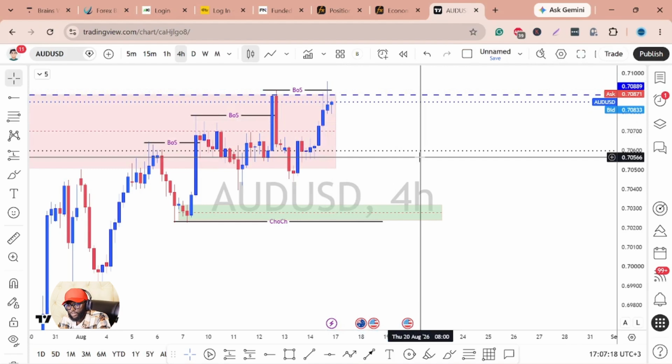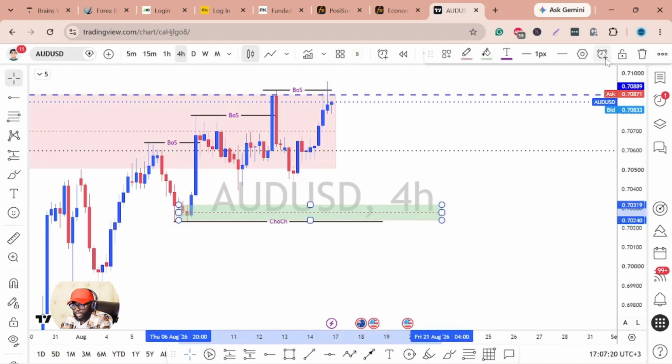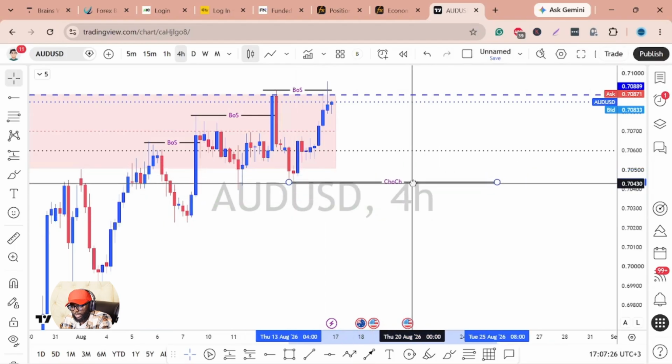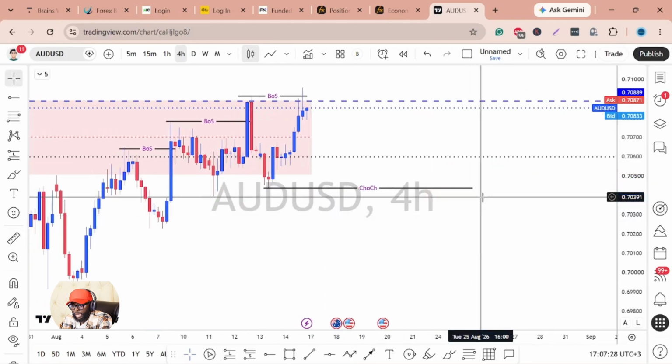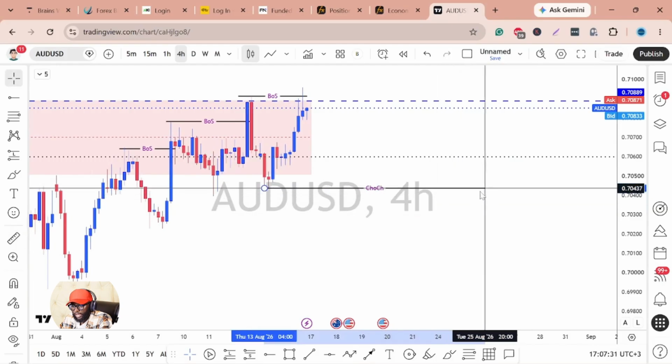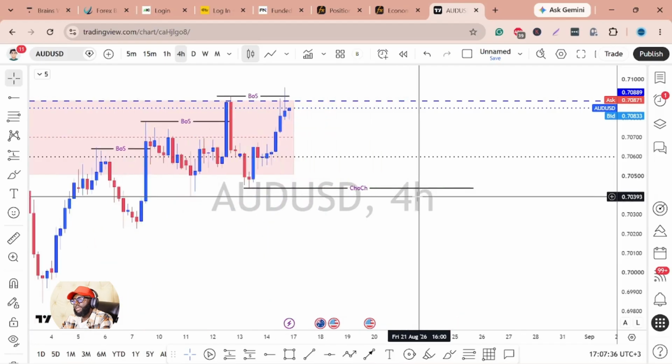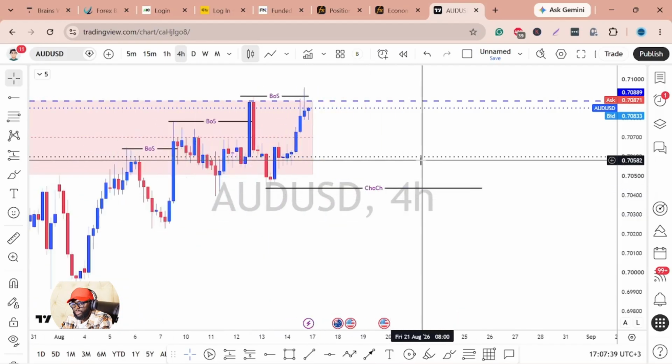The answer is no, because if AUD is ready to go short, then we must see at least a break of this level here. This is the protective low that buyers are defending. And if price is above this swing low, then it means we will continue to look for buys.